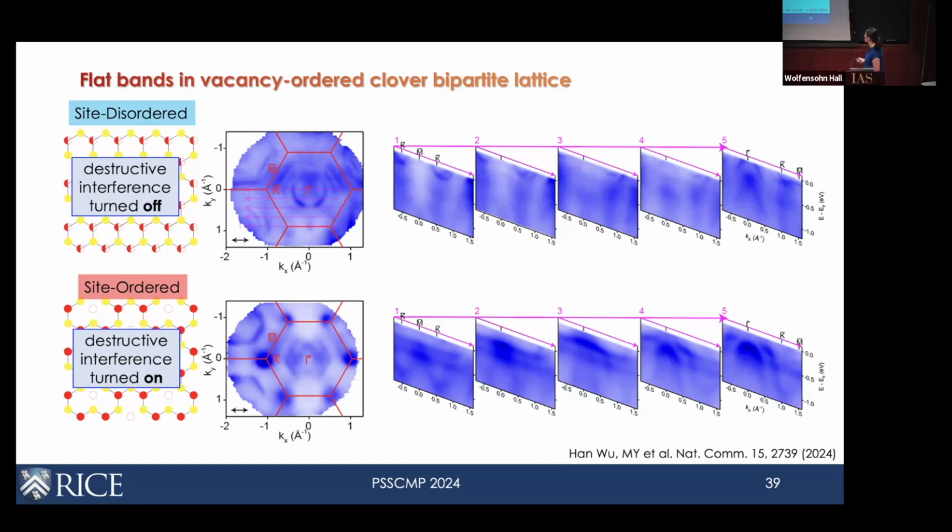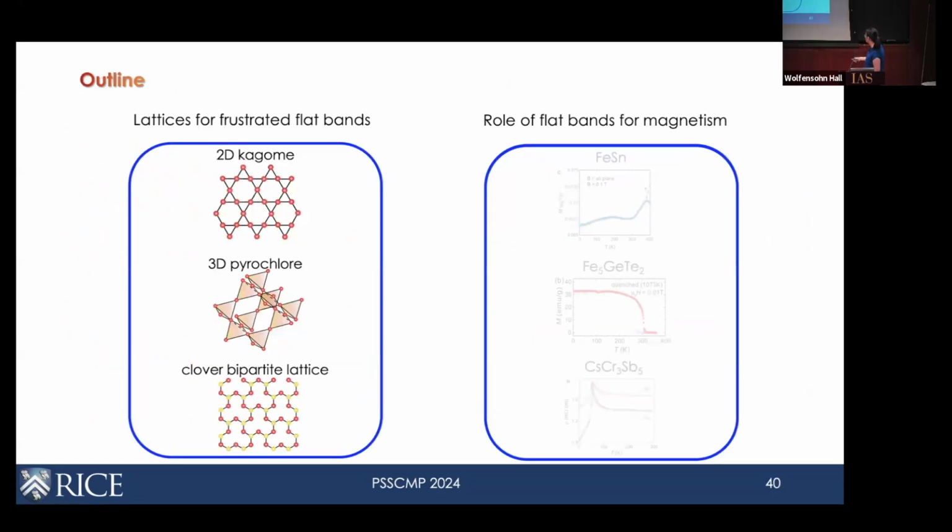So this is yet another way to create flat bands: by considering systems which may have vacancies that order, and then that could potentially give you new symmetries or new superstructures that could potentially carry this potential to create flat bands. Okay, so that's my intro for the first half.